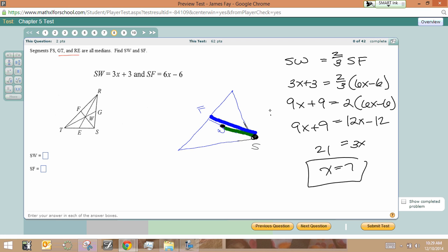Now if x is 7, they want SW and SF. Well, SW would be 21 plus 3, which is 24. And SF would be 42 minus 6, which ends up being 36. Gotta check to see if I've done this right. 24 compared to 36 reduces to 2/3, the relationship that we knew had to exist.